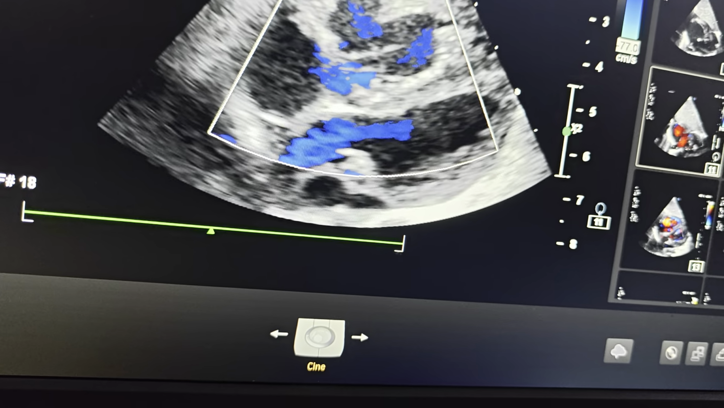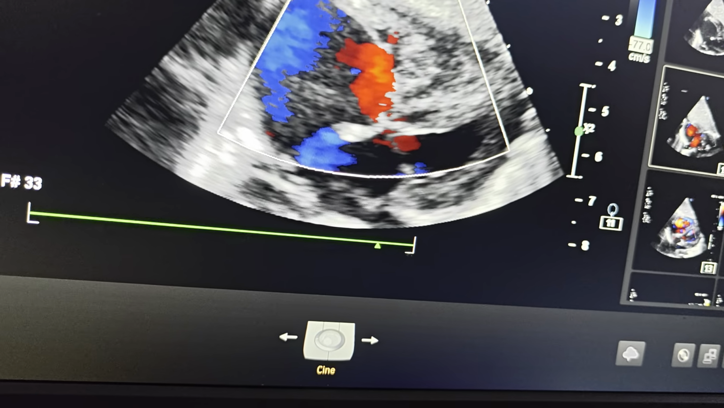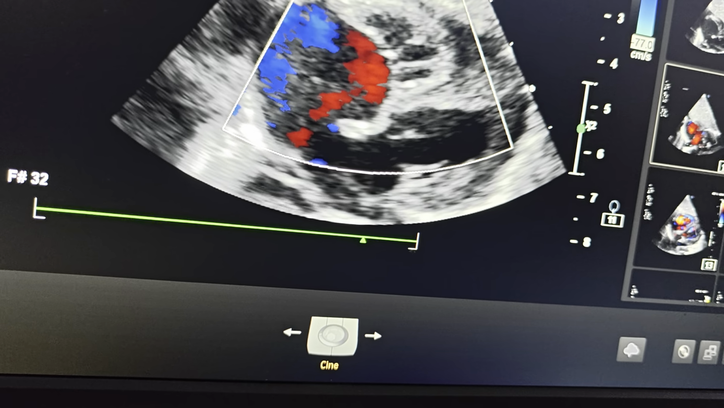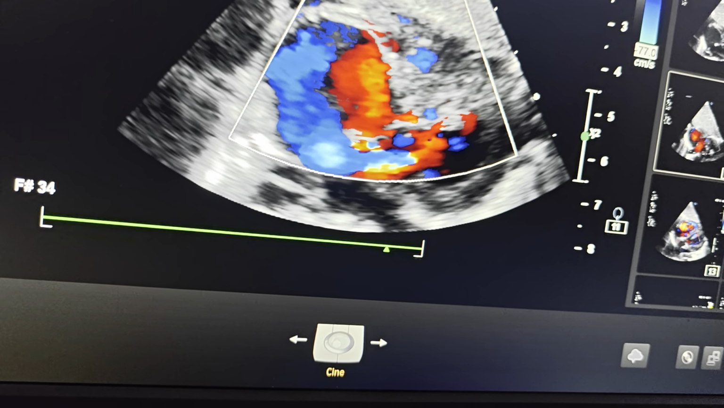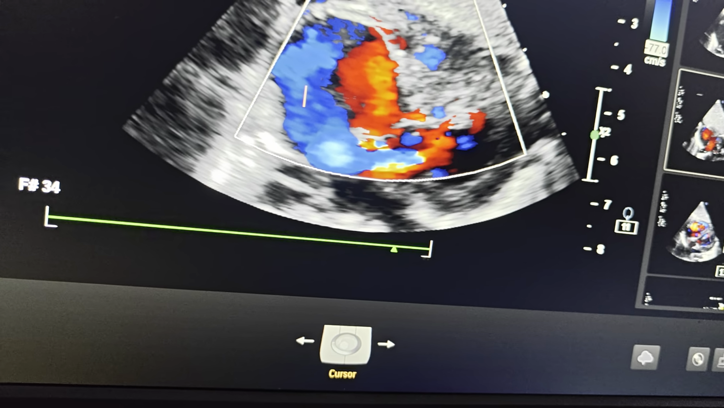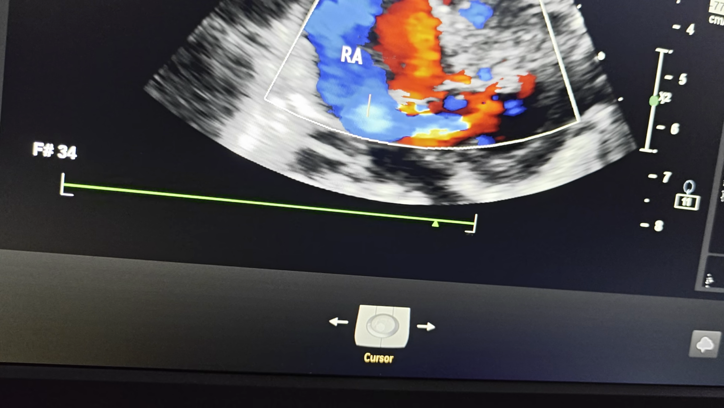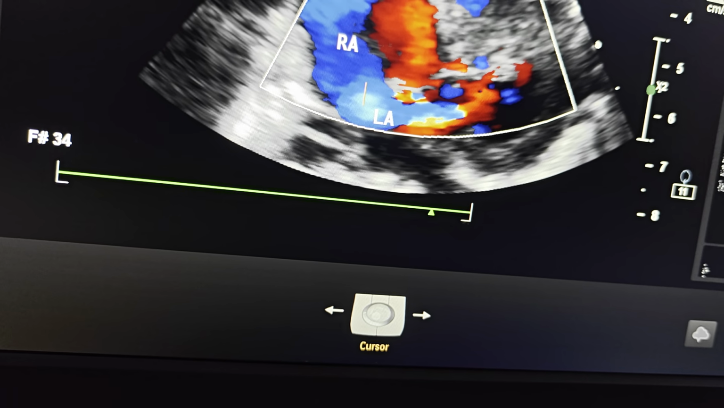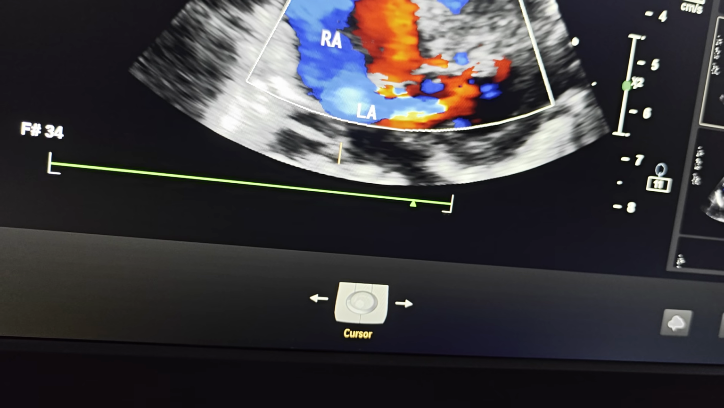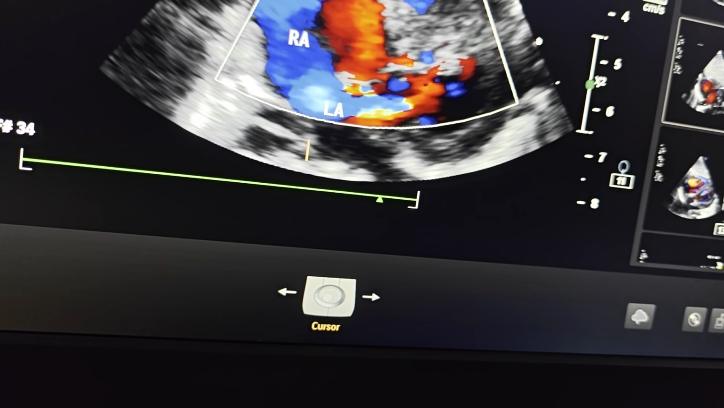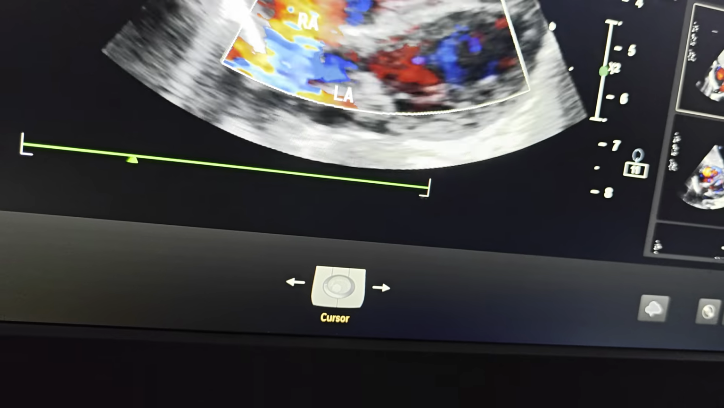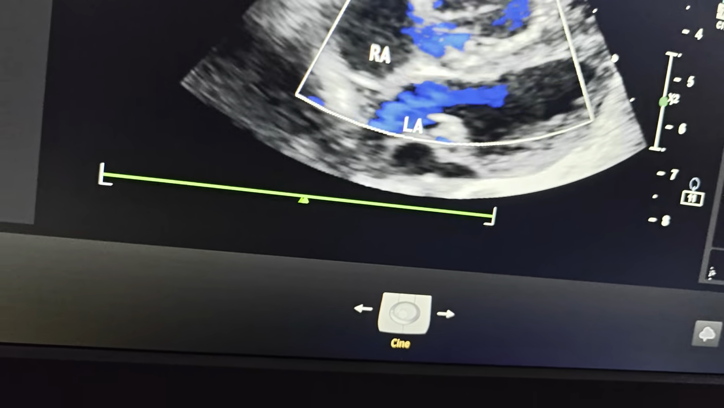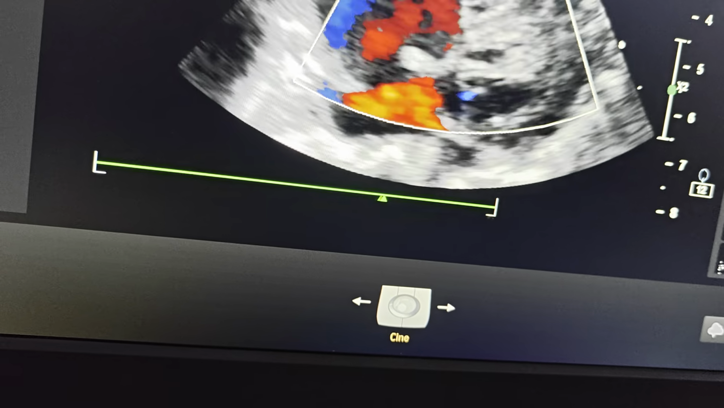you can see this is ostium secundum ASD. So this is right atrium, and this is left atrium, and this portion is ASD, ostium secundum ASD, and this is pulmonary venous confluence. Next image, same thing.